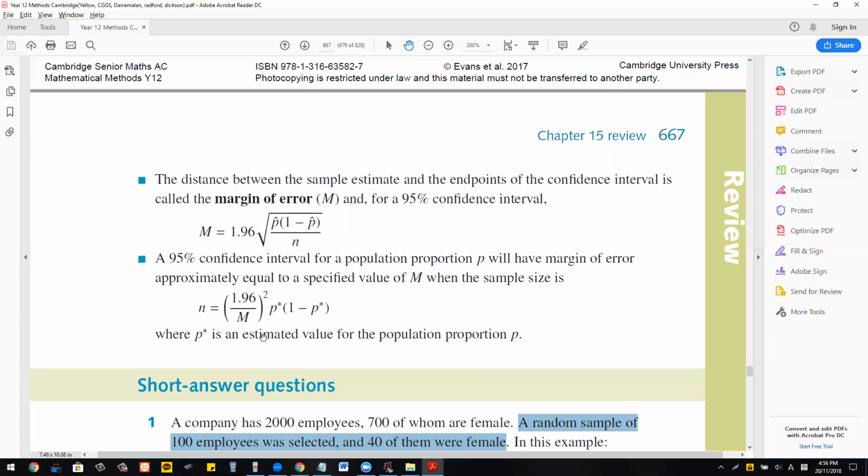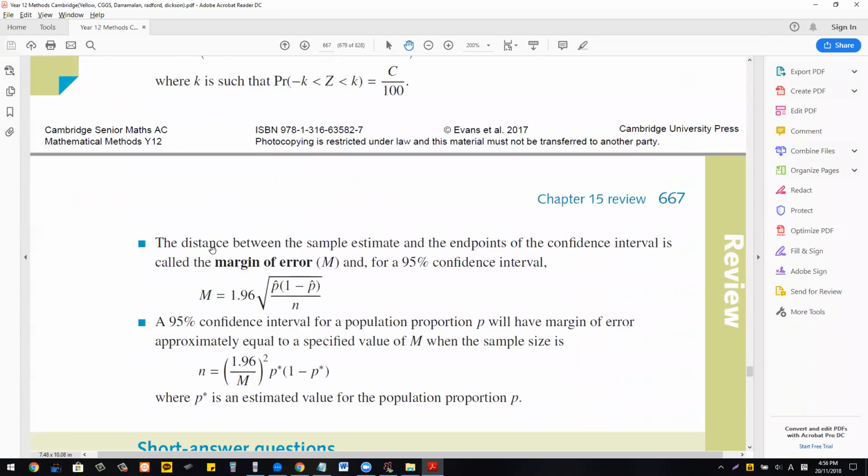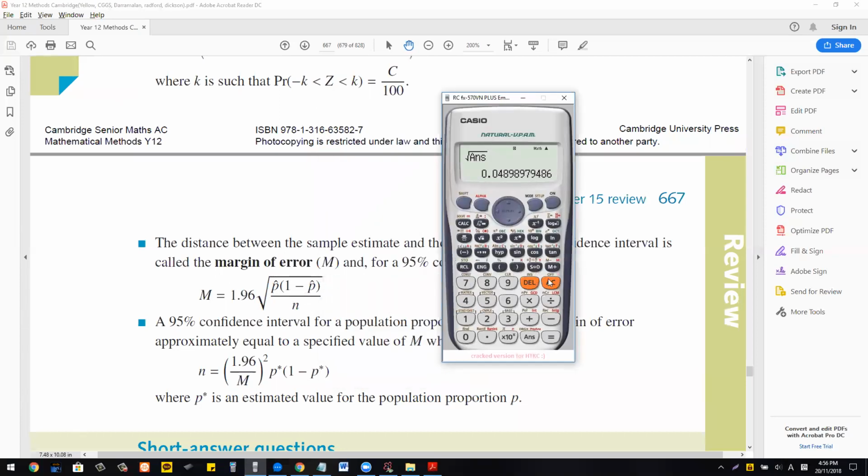Sure. So this question here. So this equation and this equation. Have a look. It says the distance between the sample estimate and the points of the confidence interval is called margin of error. And for a 95% confidence interval, we kind of worked out that this is 100, isn't it? So let's see what happens if we plug in 100 here and 0.6 here. How do we figure out it's 100 though?